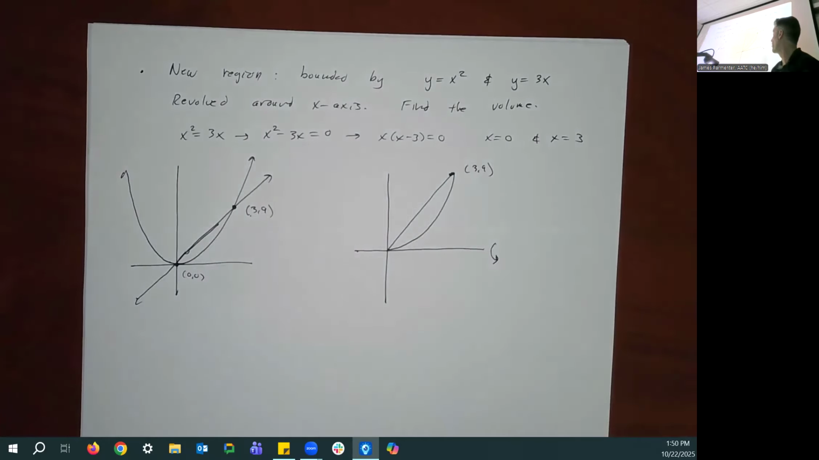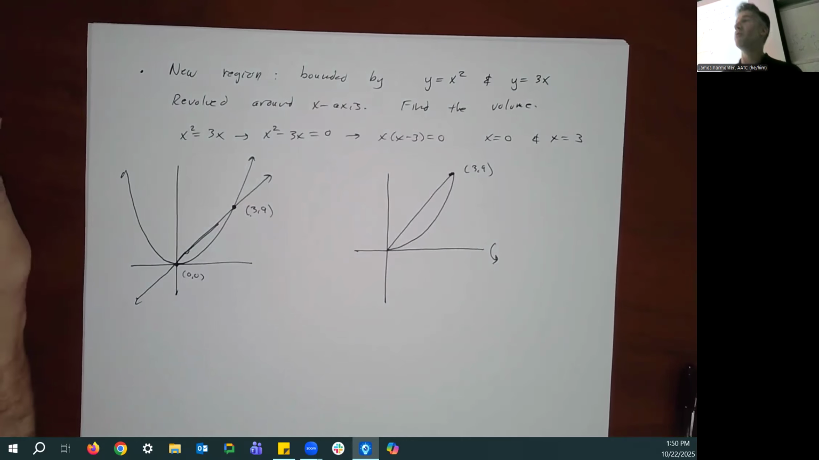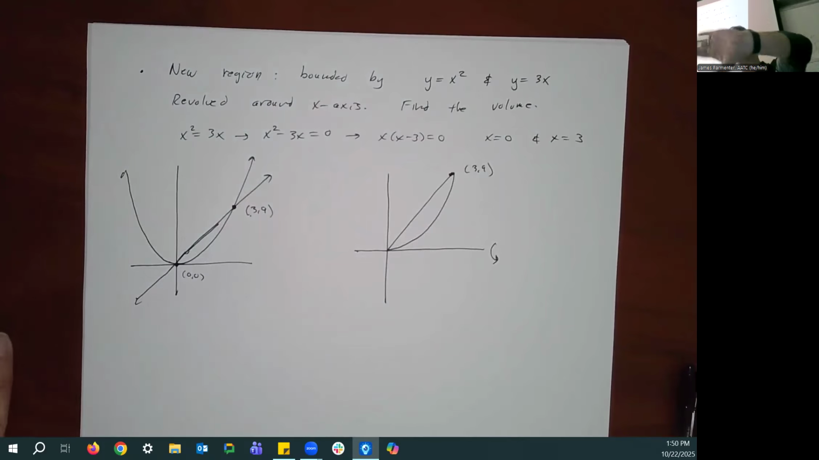Okay, so we are using the shell method. We are not using the shell method. Oh my God. We used the disk method in the last example. Here we're going to use a method that's essentially the same, but it's called the washer method. You'll see why in a second. But here's what I want to actually say.